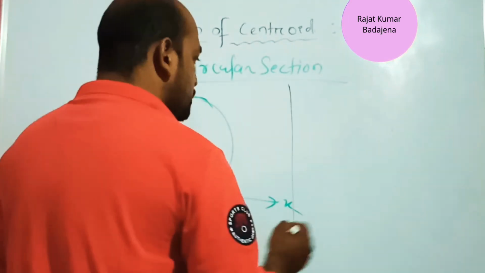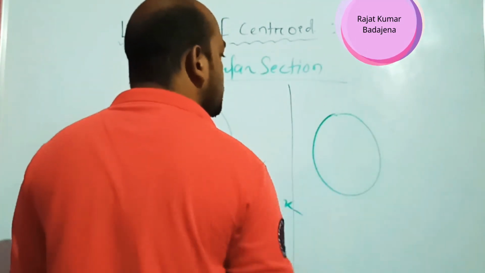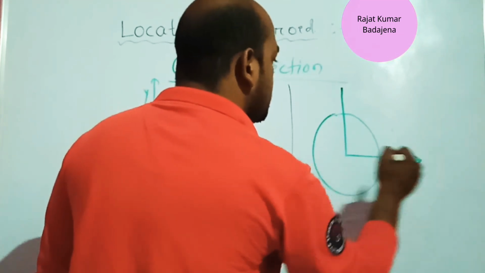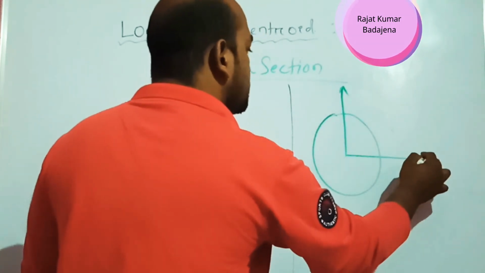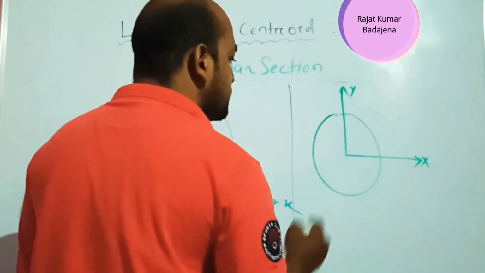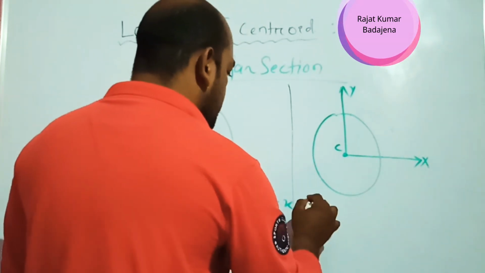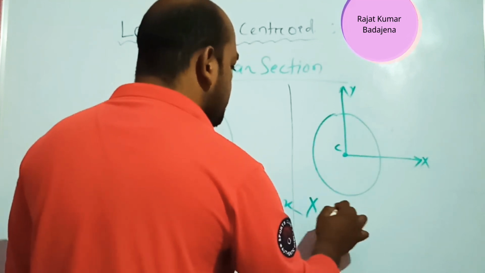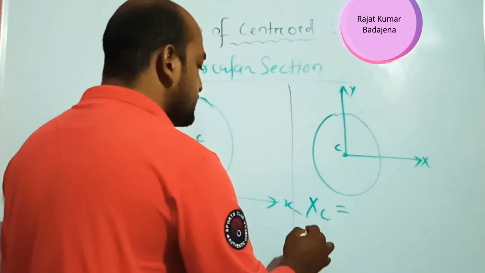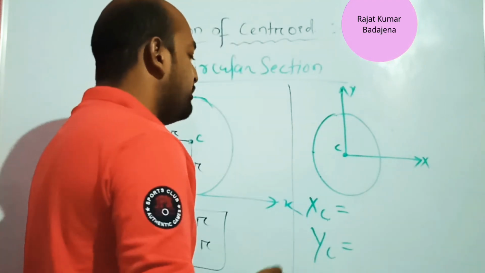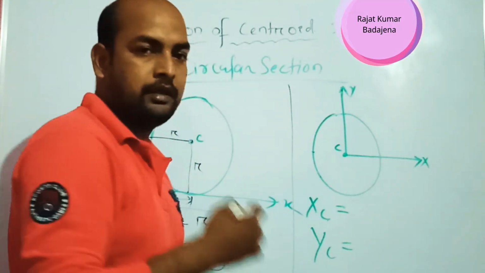Next, you can see this is a circle, located in this way. This is the x-axis, this is the y-axis, and this is the centroid point C. Here C means the centroid about the x-axis and the centroid about the y-axis. So here also we will take the centroid about the x-axis.